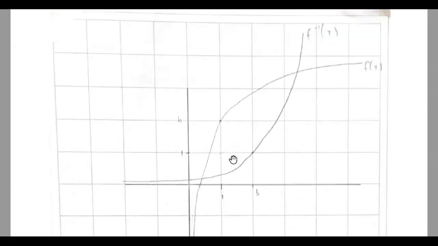Okay, so there's the two graphs. We've got f of x and the inverse. Remember, a function and its inverse is reflected along the line y equals x. It's good that I've got grid paper, so they basically should be reflected along that line. Now, obviously, that point of intersection is a little bit out, but other than that, it's not a bad looking graph.